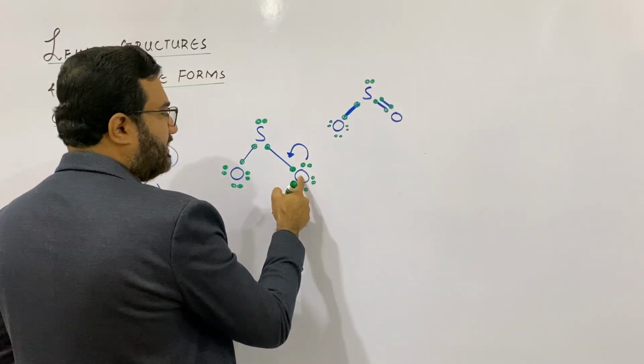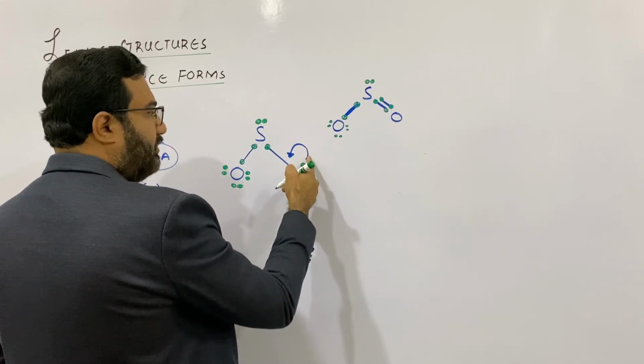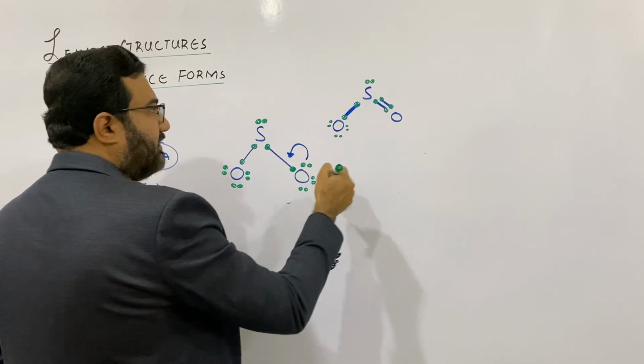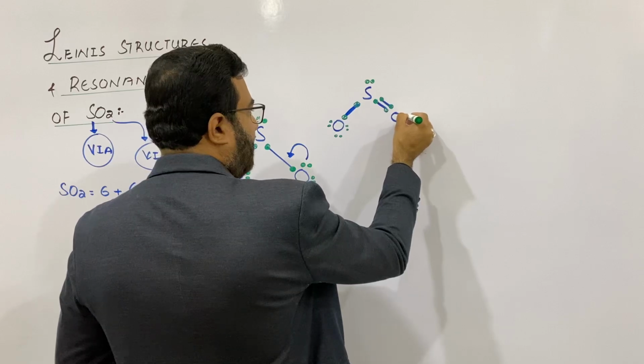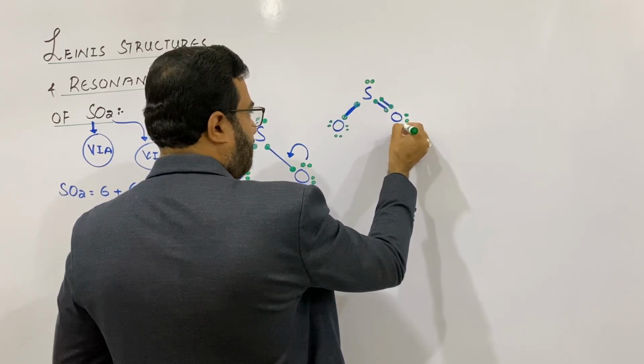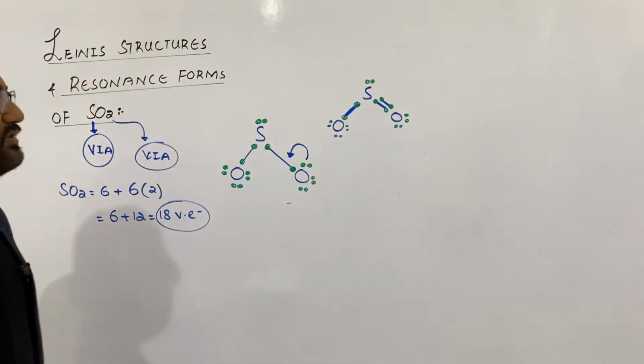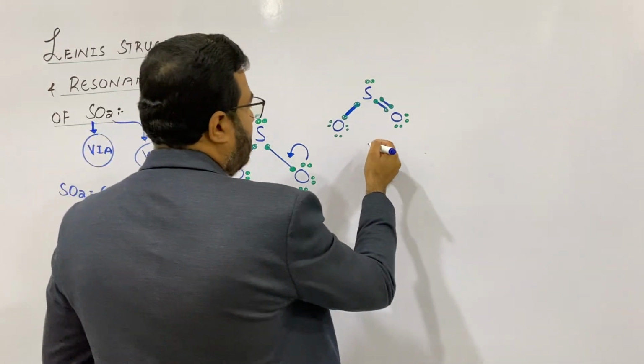But this oxygen was having 3 lone pairs. One lone pair is used to make a bond between sulfur and oxygen, and there will be remaining 2 lone pair of electrons on that oxygen. So this one is first structure of the SO2.